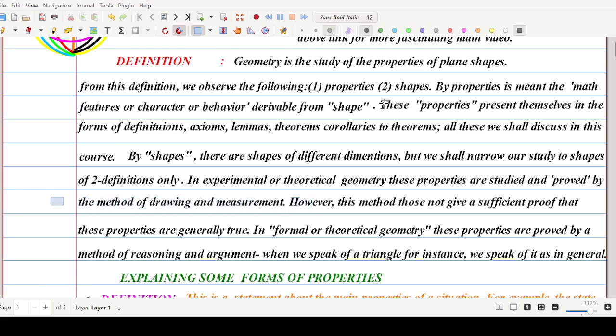Is it this? No, not this line. Look at it here. Can you see? I said in experimental or practical. I mean practical, not theoretical. This word should be practical.